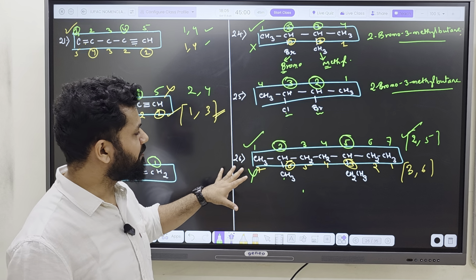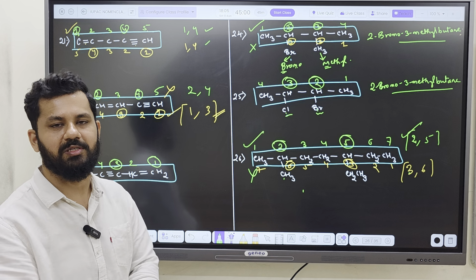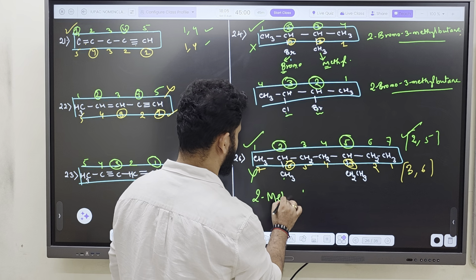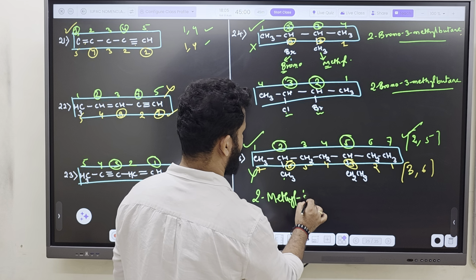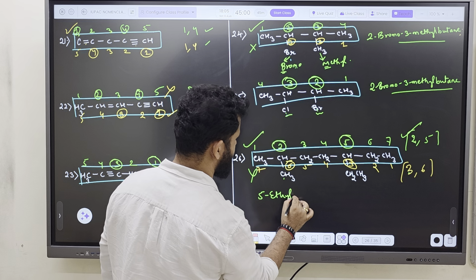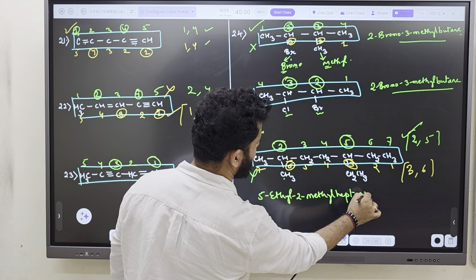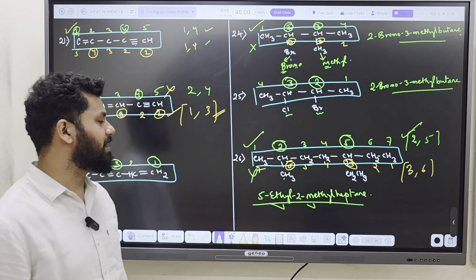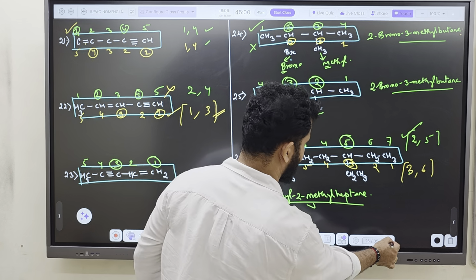In case you are finding the numbering difficult, please go back and check my previous IUPAC videos. So here we have 2-methyl, second position, that is methyl. We have solved the exact same examples; I'm continuing from that. 5-ethyl-2-methylheptane. Again, make sure that you have listed the substituents in alphabetical order. E comes before M. These ones you can do yourself.